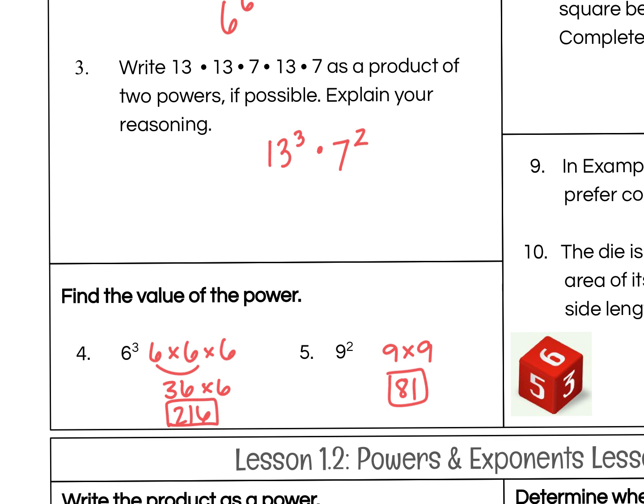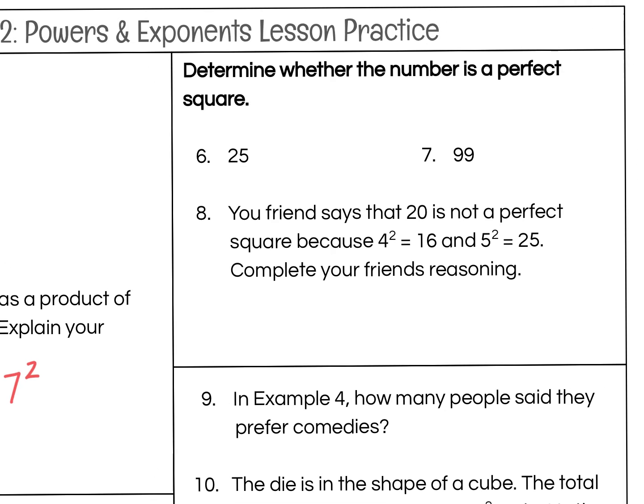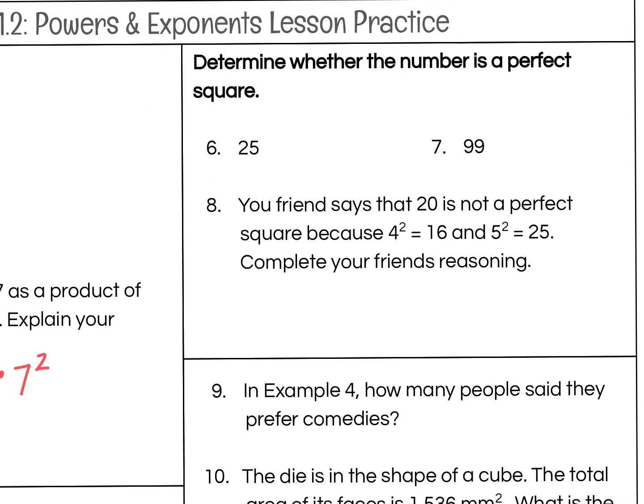Okay. Give me a thumbs up or a thumbs down. How did we do on those two? Okay, so far so good. All right, moving over. Determine whether the number is a perfect square. Is 25 a perfect square? Yes. Is 99? No. Okay, but your friend says that 20 is not a perfect square because 4 squared is 16 and 5 squared is 25. Can you complete that friend's reasoning?